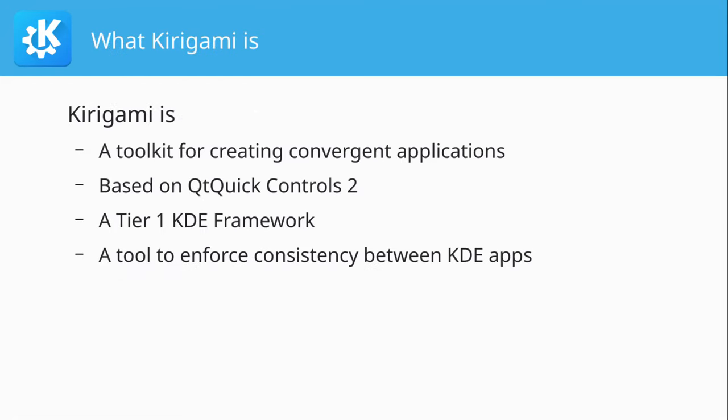First, what is Kirigami? Kirigami is a toolkit for creating convergent applications. It is based on Qt Quick Controls 2, and it is a Tier 1 KDE framework, which means it has no other dependencies on KDE things. It only depends on extra CMake modules, which is like a build-time only dependency, and Qt. And since it's a KDE framework, that means it's released once a month, and it offers API stability guarantees, which makes it nice to develop.